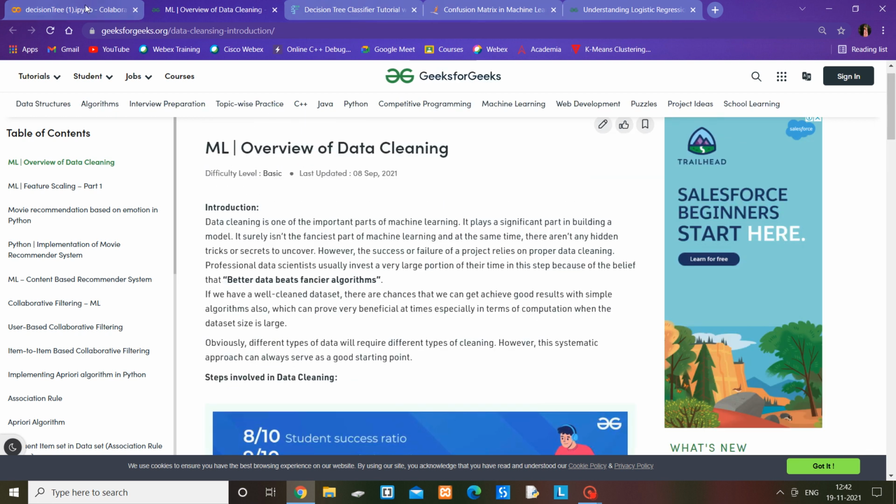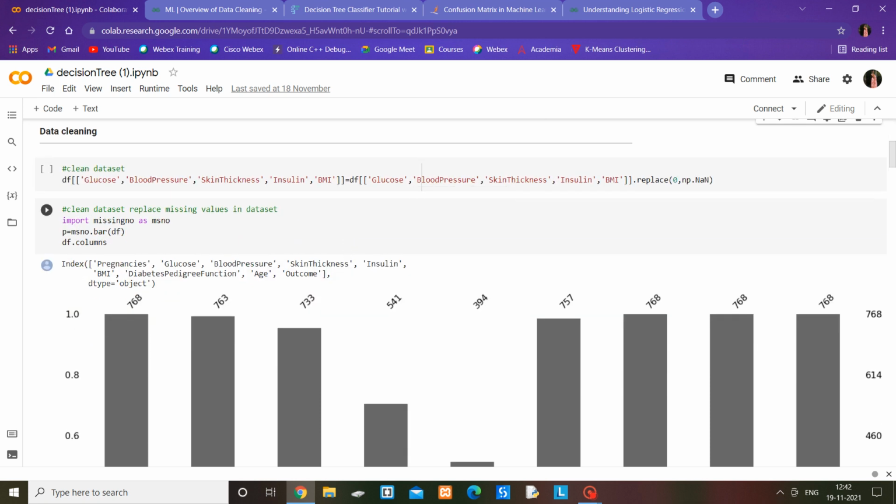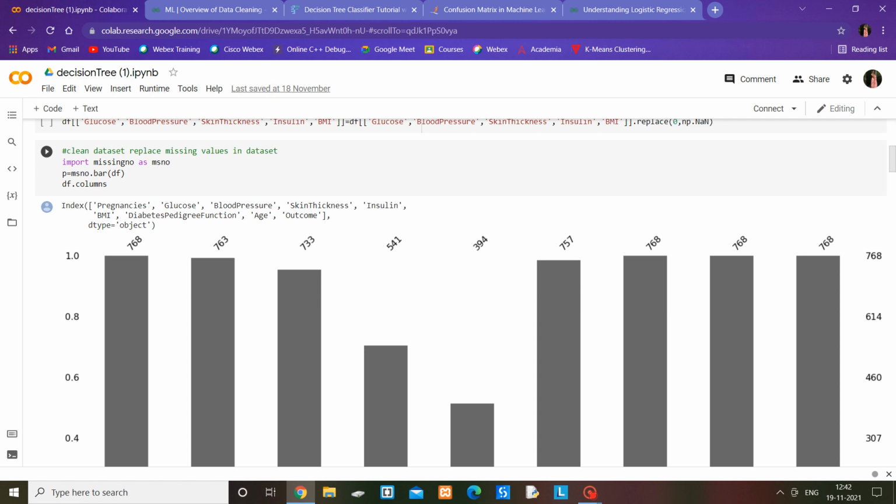Then we move to the implementation. Here is the cleaned dataset. We take the columns glucose, blood pressure, skin thickness, insulin, BMI. The clean dataset replaces the missing values in the database. So we import the missing values using NumPy. Then we point to each column in the dataset, using the variable df.columns.